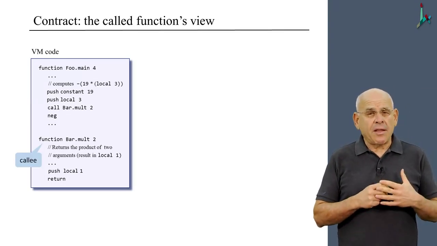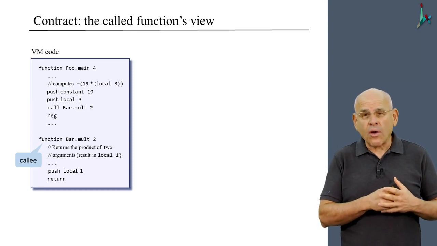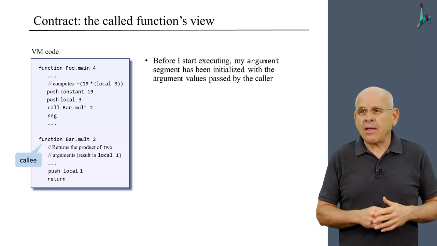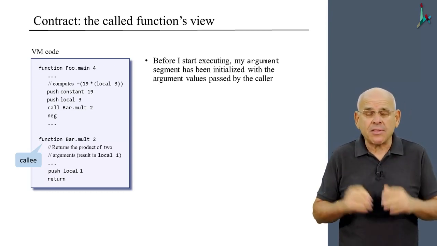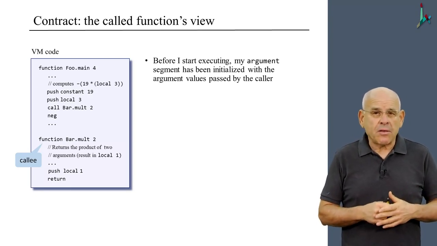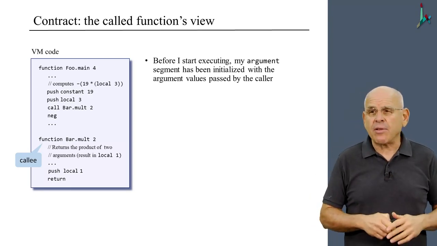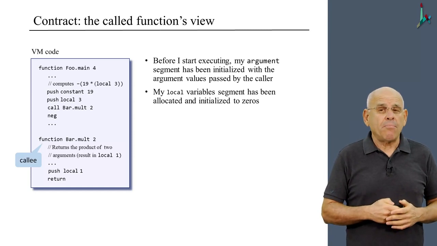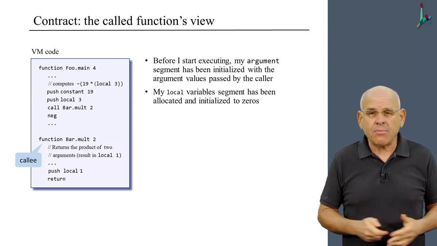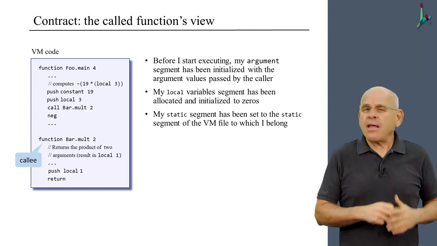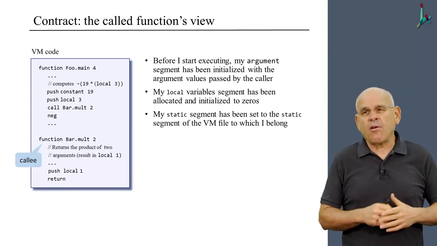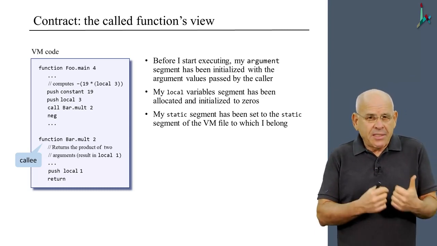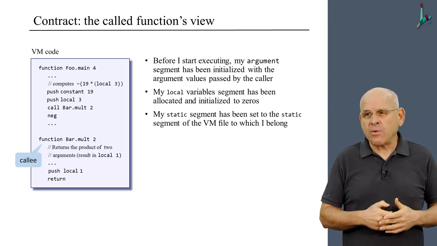All right, now what is the contract from the callee's perspective? Let's see. Before I start running, my argument segment has been initialized with the argument values that were passed by the caller. I don't care how, I just know that it's there and it's available to me. My local variable segment has been initialized, and all my locals begin with zeros. Once again, I don't care how, but it's there. My static segment has been set to the static segment of the class to which I belong. And since it's a compiled class, it's the VM file to which I belong.